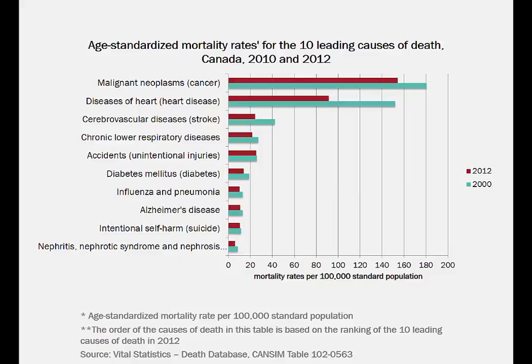If an injury practitioner was interested in knowing what the age-standardized mortality rate per 100,000 population in Canada was for both intentional and unintentional injuries, they could interpret this information from graphs and charts found on the Vital Statistics Death Database. By looking at this graph, for instance, we can interpret that unintentional injuries were the fourth leading cause of death for Canadians of all ages in 2000 and 2012, but we can't necessarily tell what the rate was per 100,000 population.